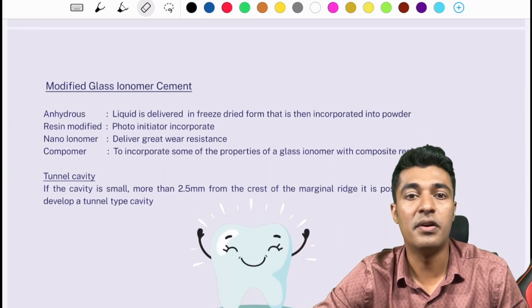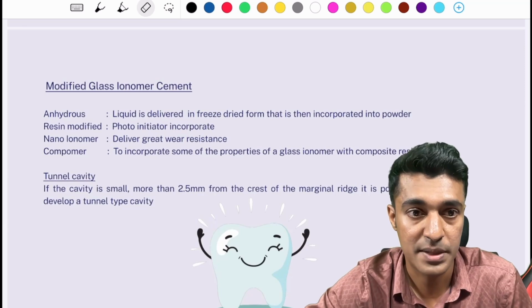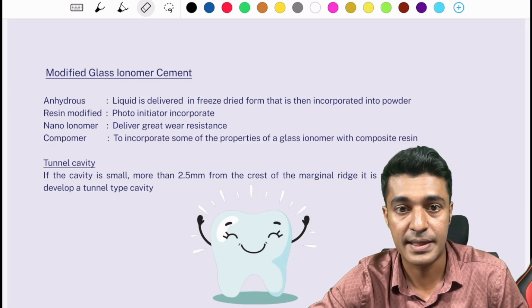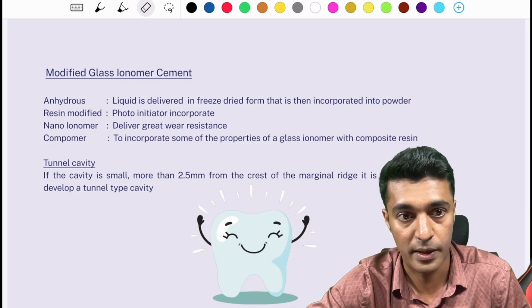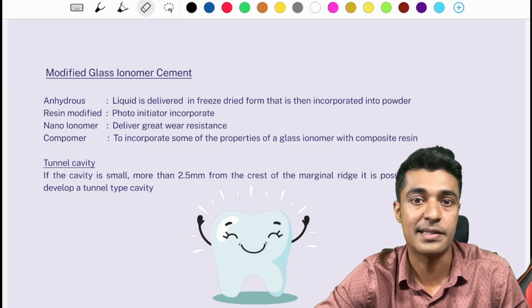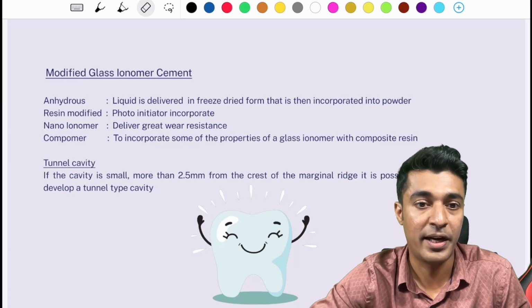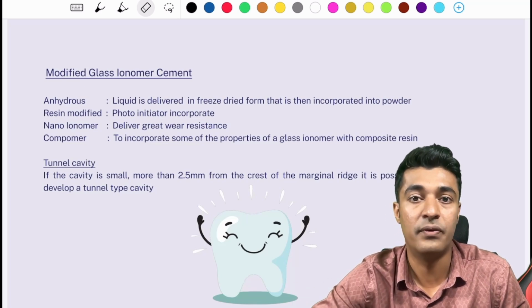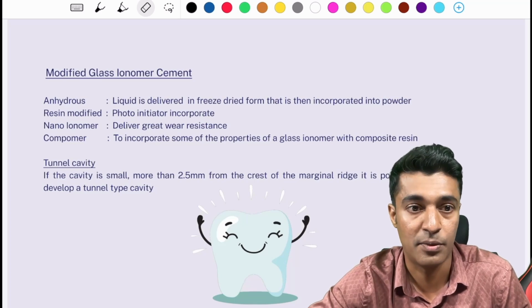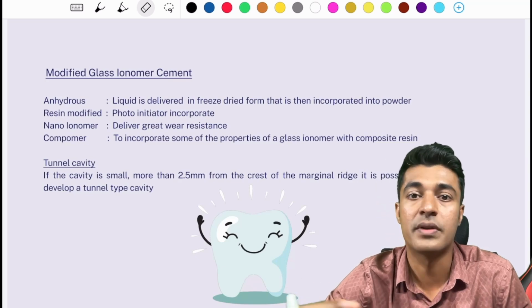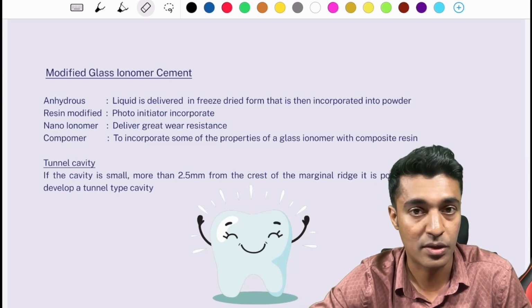Coming to the modifications of glass ionomer cements, there's the anhydrous form, in which the liquid is freeze dried and incorporated into the powder. Then there are the resin modified glass ionomers, in which photoinitiators are added. Then there is the nano ionomer, which has increased wear resistance compared to the traditional glass ionomers. Then there are the compomers, made to incorporate some of the properties of glass ionomer cement into composite.